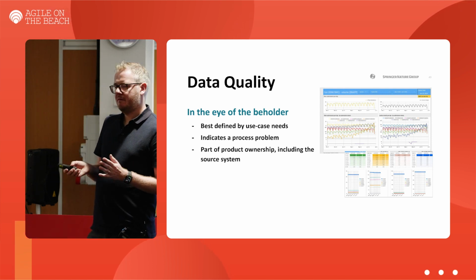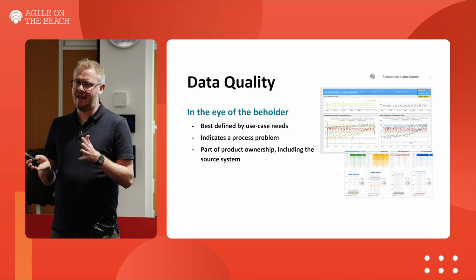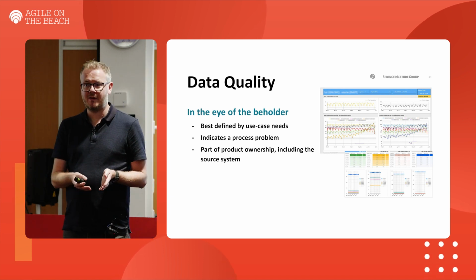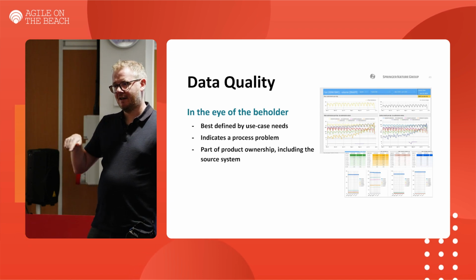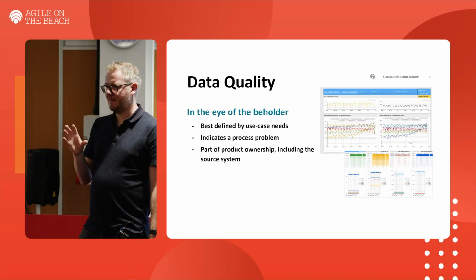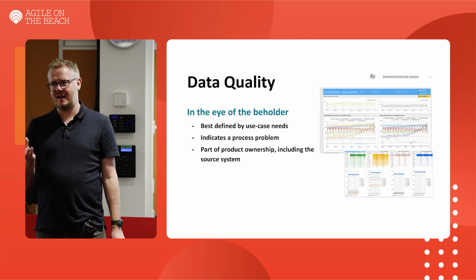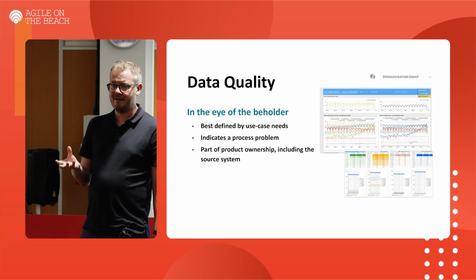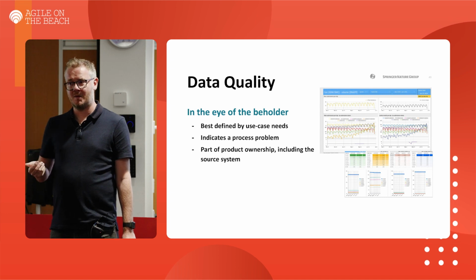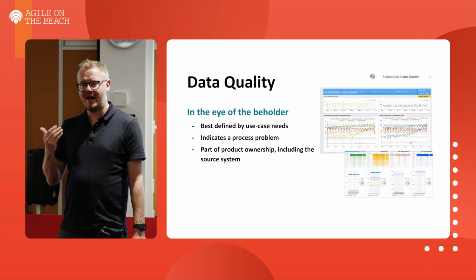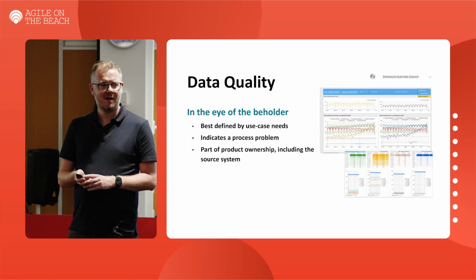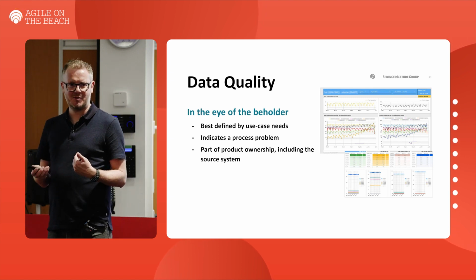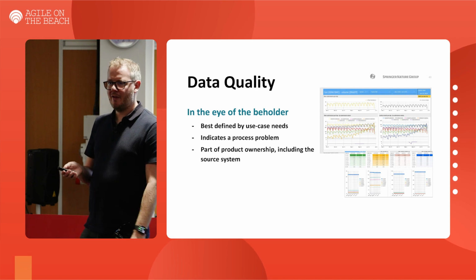Now, if something's wrong with the data, it typically indicates that there's a process problem somewhere, something else is broken. And the good thing about treating data as a product and having this shared ownership is that if something's wrong with data in a data set, it's the same people who own that data as who own the source system where the data comes from. And they are then empowered to fix the process problem that caused the data quality problem. That's where data quality problems should be fixed: in the source system, not the analytical system.